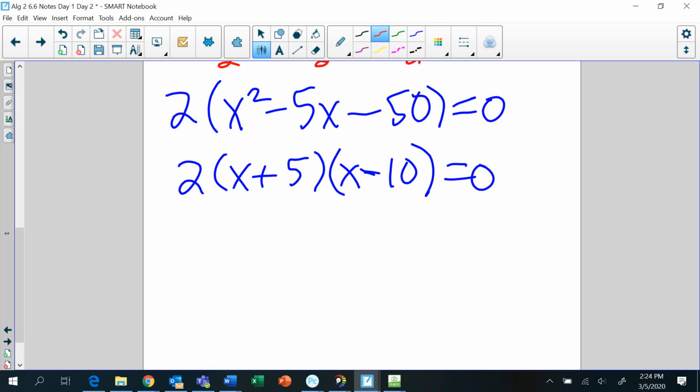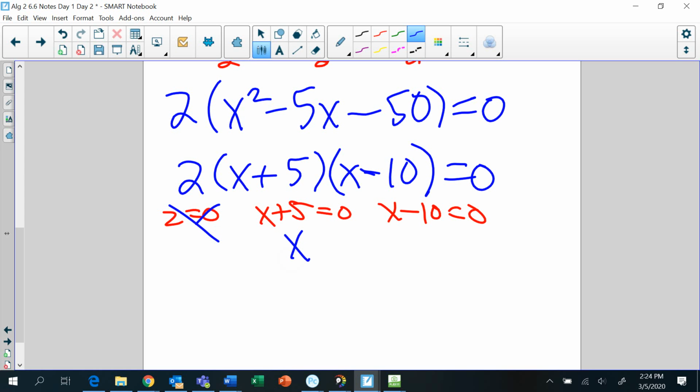What do we do now? Set all 3 equal to 0. They're not equations, they're factors. So 2 equals 0, x plus 5 equals 0, x minus 10 equals 0. What happens when I say 2 equals 0? That's not a thing. x is negative 5, x is 10. So we have two answers.